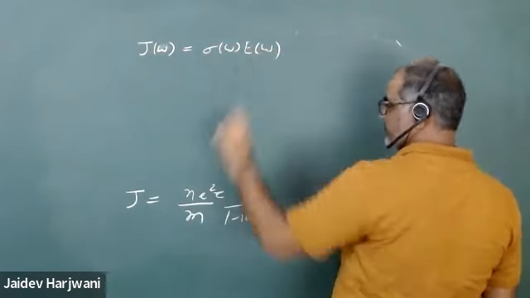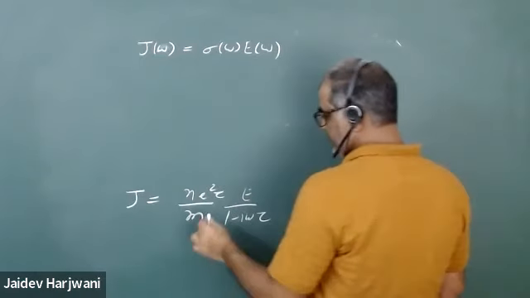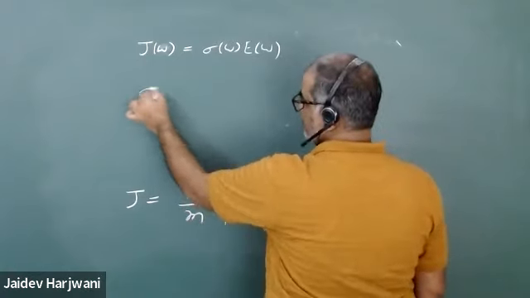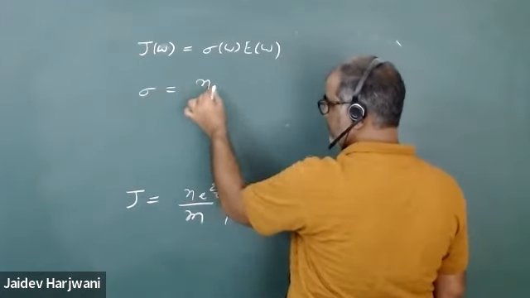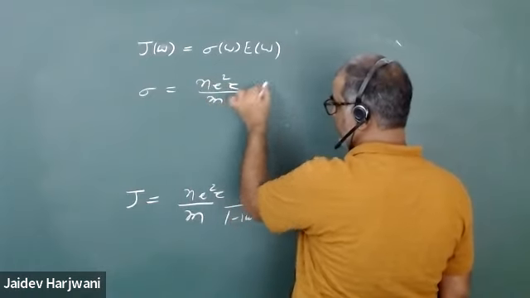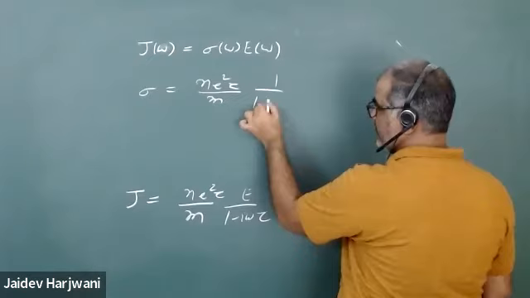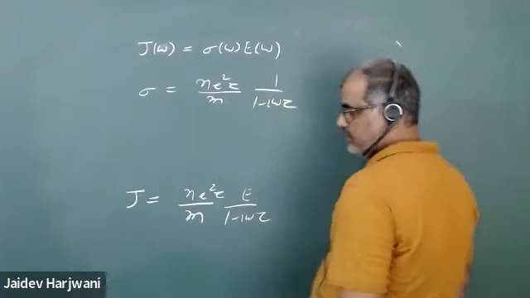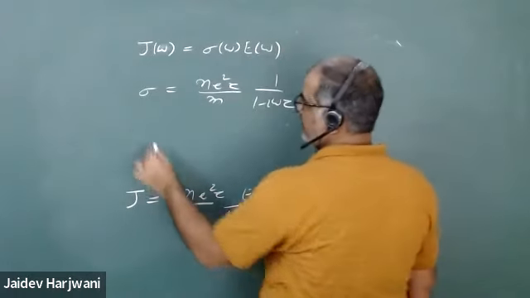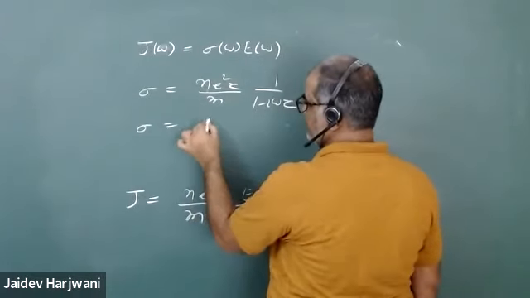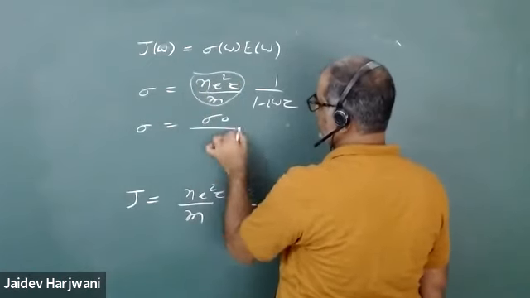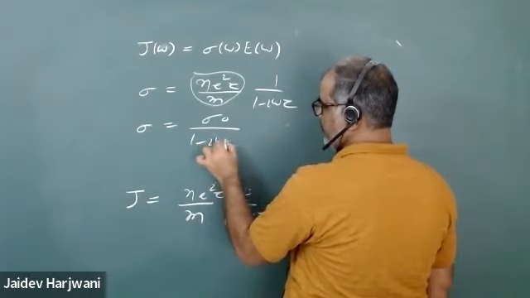Now if I compare this expression, okay, J as a function of frequency, by sigma times the electric field, which is also a function of frequency, so from here I can get, okay, what I can get, my sigma, my conductivity is what, n e square tau, okay, upon m, okay, and this 1 minus iota omega tau, okay, and now if I write, this is a well known expression. Okay, I'm writing this sigma naught upon 1 minus iota omega tau.